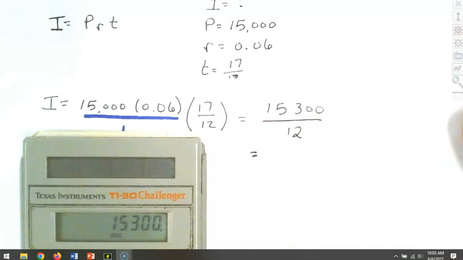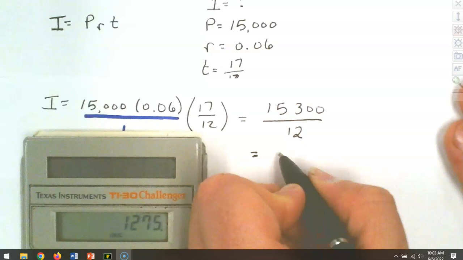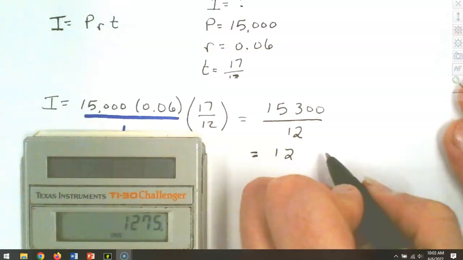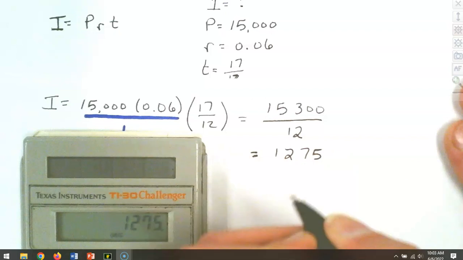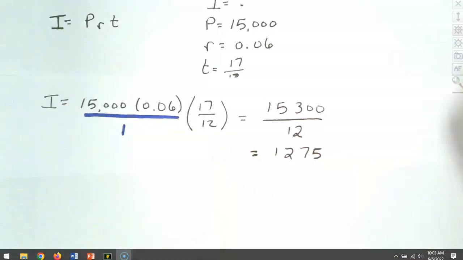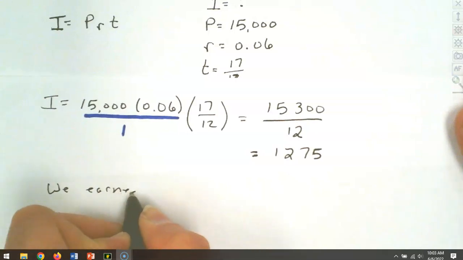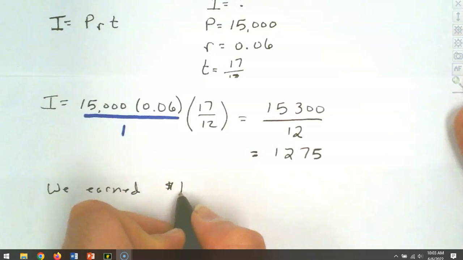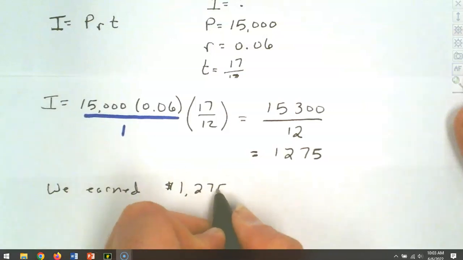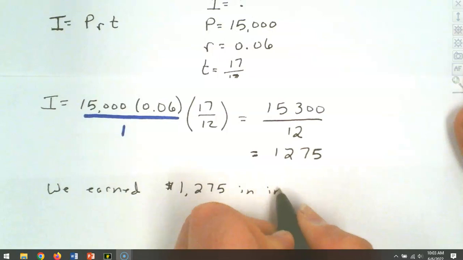Notice I did not divide and get my decimal until the very, very end. Last thing you do is divide. So now we've got this. We need to divide it by 12. And then we'll round out to the nearest cent if we need to. Doesn't look like we need to, because that's going to come out to be $1,275. And so what is that? That means we earned $1,275 in interest.